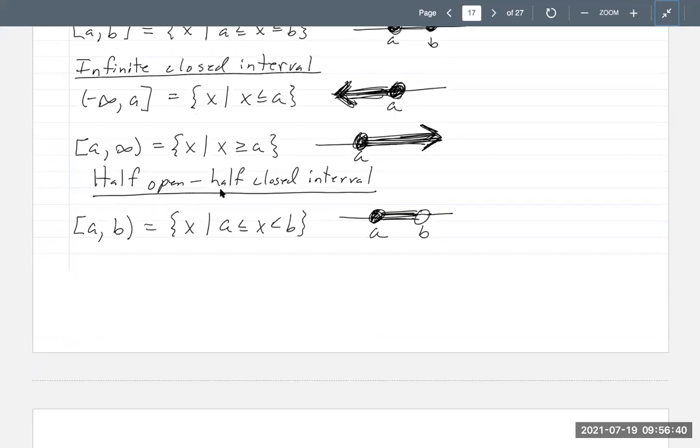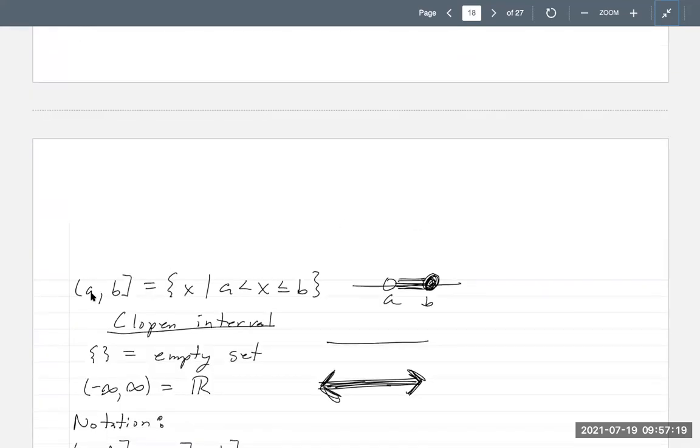The half open, half closed intervals. The interval from A to B, including A but not B. The fact that we're including A, we put a square bracket. The fact that we're not including B, we put an open parenthesis. It's the set of all x's between A and B, where we include A but not B. There's an equal sign for A, but not for B. So I include all numbers between A and B. I include A, but I do not include B.